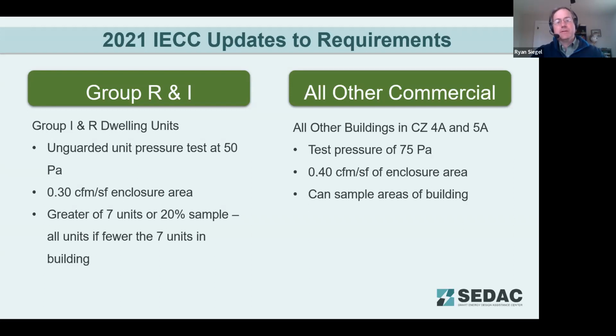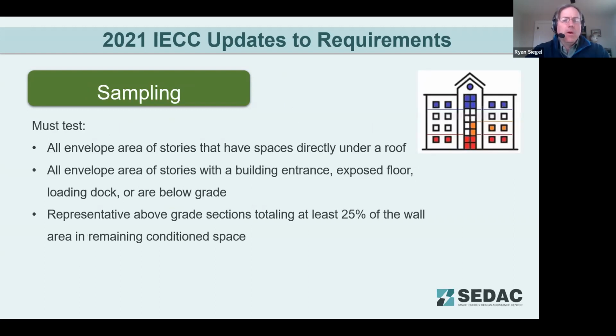For all other commercial buildings, again, this is using that higher test pressure and a little bit higher leakage allowance. And again, there are areas that you can sample. So what that sampling looks like for commercial is all envelope area for stories that have spaces directly under roof. Here in our little graphic, we see all the area in blue at the top of the building is directly under roof, so we're going to have to test that area. Next is stories with a building entrance or exposed floor, loading dock, or below grade. Here we have that colored in red. So we're going to have to test everywhere in blue, and everywhere in red.